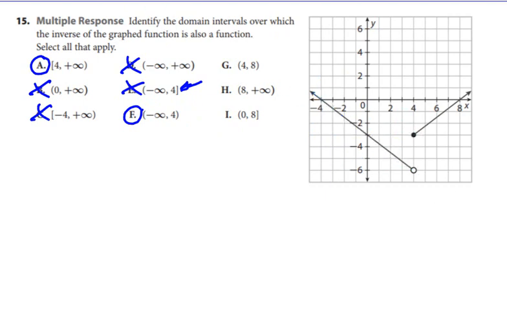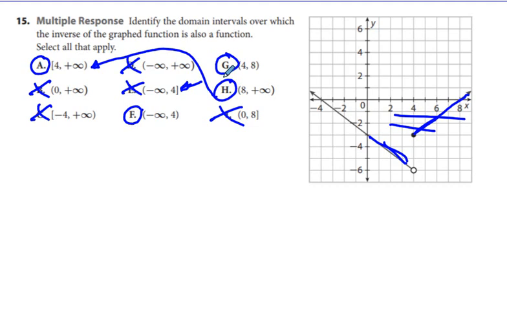Next, for G, 4 to 8, well, 4 to 8 is just this piece right here. And so that has an inverse. That's one-to-one all the way. So G is correct. H, between 8 to positive infinity. Well, 8 to infinity is a subset of choice A, right? So that's correct. And between 0 to 8, no, 0 to 8 has these two pieces here, here, and here. So that does not apply. So these are the ones that are circled, that have inverses.